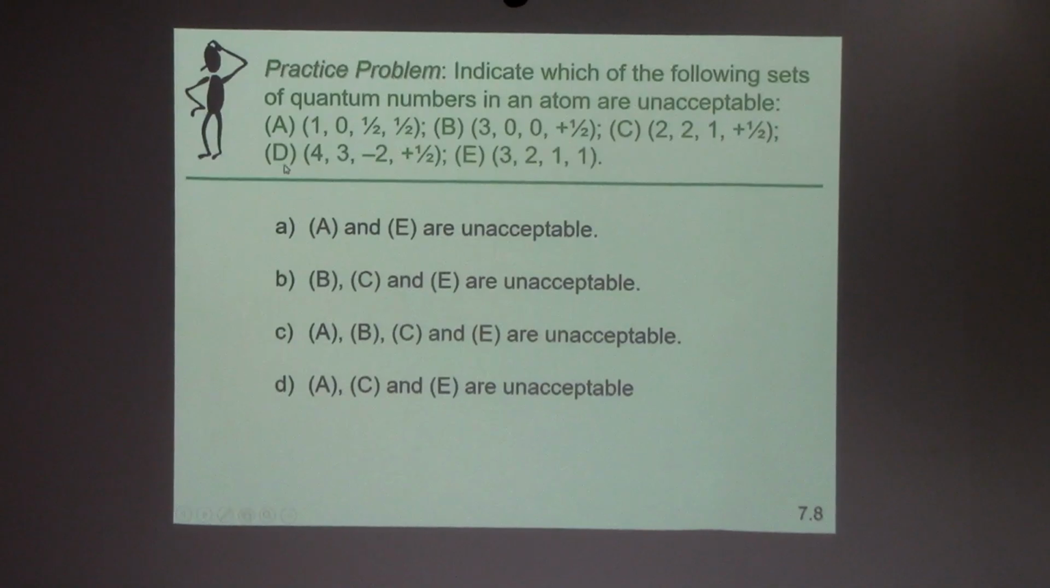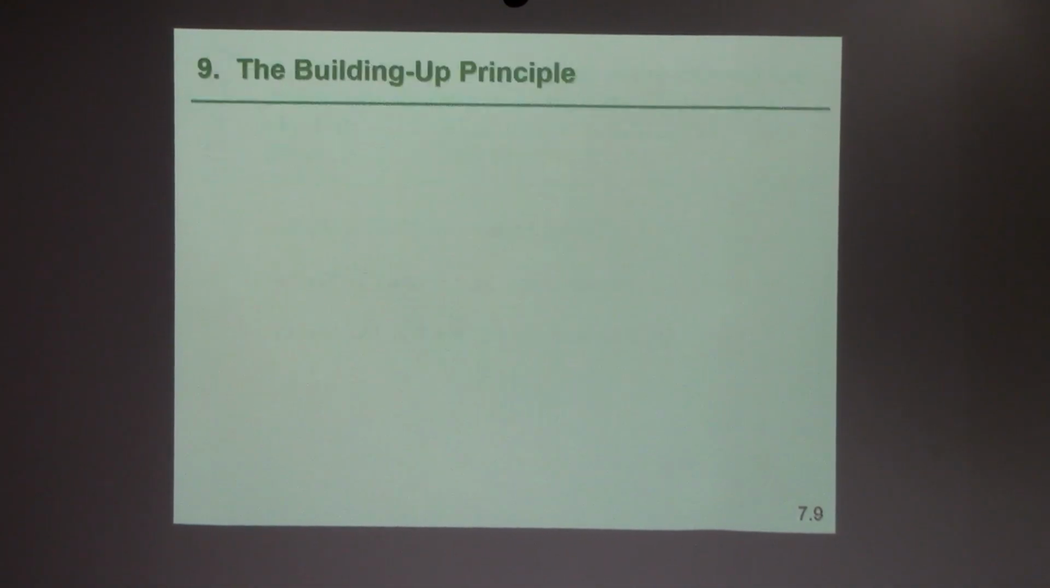Let's take a look at D. N equals 4, L equals 3, ML equals negative 2, and MS equals plus 1/2. D is acceptable. Let's take a look at E. N equals 3, L equals 2, ML equals 1, and MS equals 1. We have never seen an MS equal to 1. So E is unacceptable. Therefore, the answer to this question is D: A, C, and E are unacceptable.